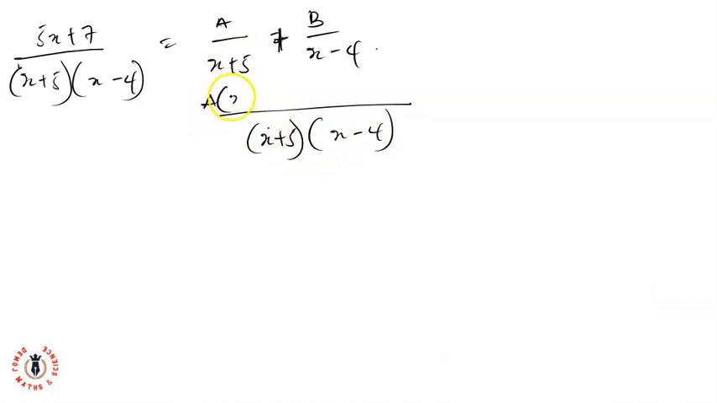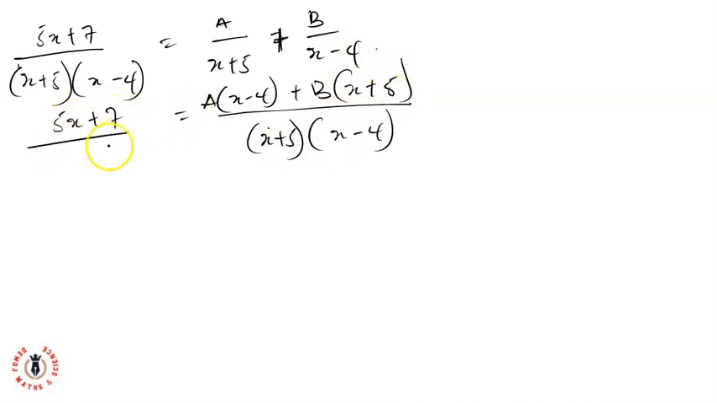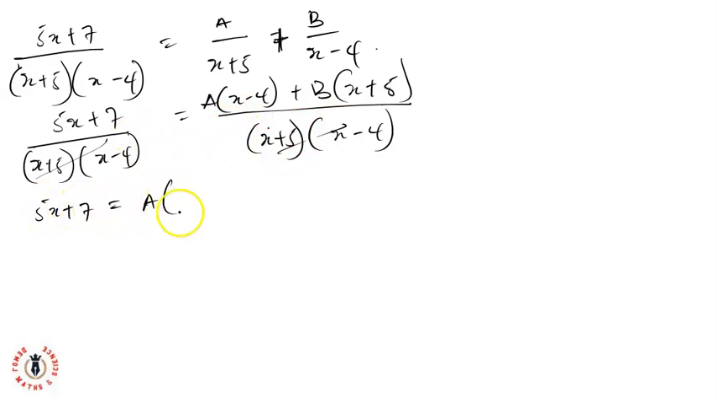That's A into x minus 4, plus B into x minus 4 in here, I'll be left with x plus 5. Now this is equal to 5x plus 7 over x plus 5 into x minus 4. Obviously, our denominators are the same. I can either cancel them out or just equate numerators. So I have 5x plus 7 to be the same thing as A into x minus 4 plus B into x plus 5.